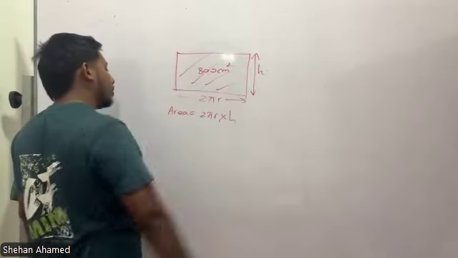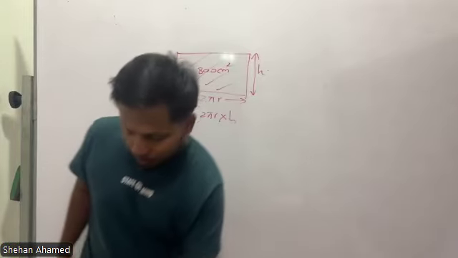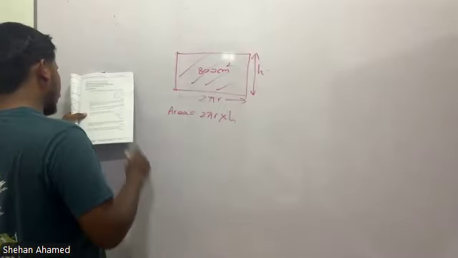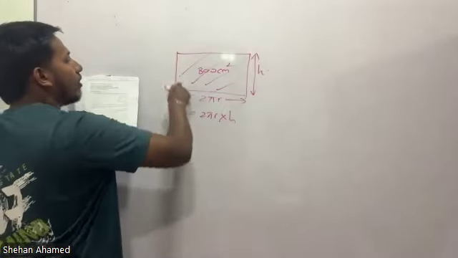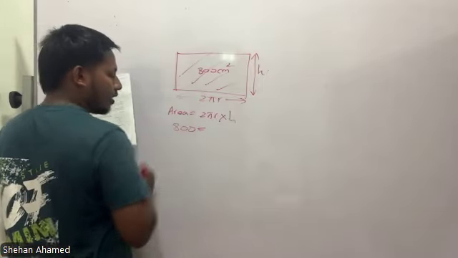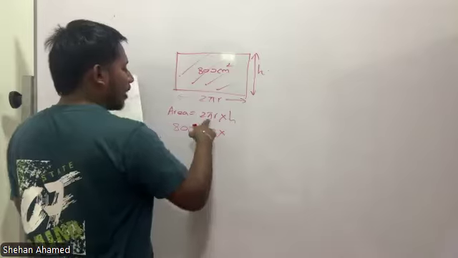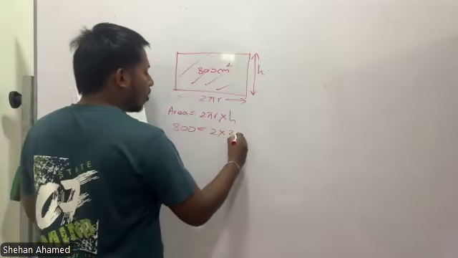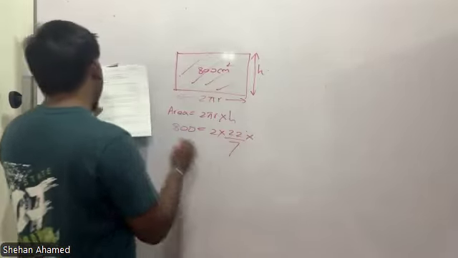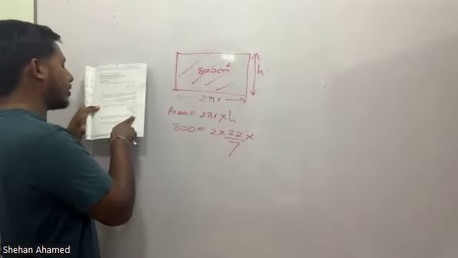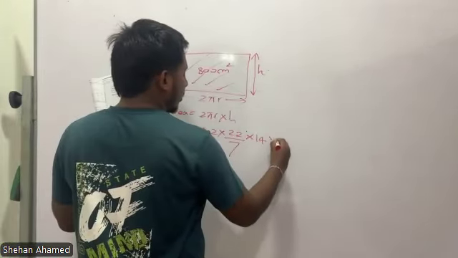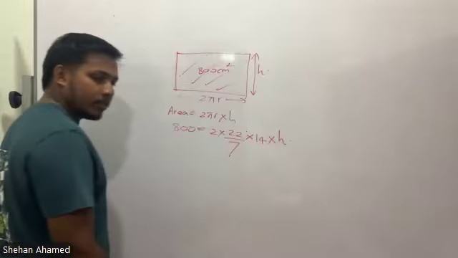Length multiplied by width. It's 2 pi r into h. Now let's move on to the question here. You can see already they have given the area of the rectangle as 800. 800 is equal to 2 multiplied by the pi value, which is 22/7. And the radius also they have given in the question, which is 14 centimeters, multiplied by the height, which is h.